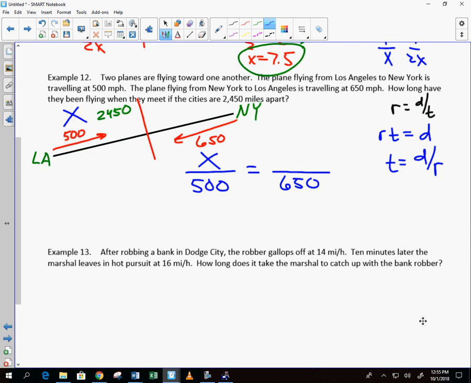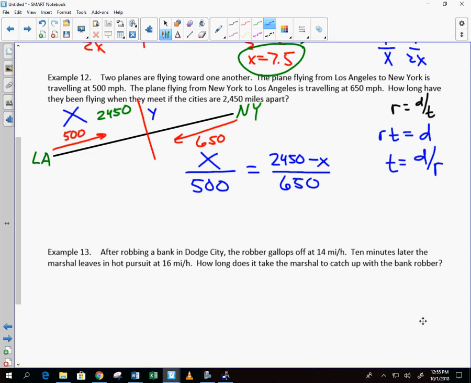A lot of times people put y. That's fine, but that's not going to help me. We need to get rid of a variable. We want just one variable. We need something in terms of x. Oh, there she goes. Look at her go. She says that whatever y was, you would subtract it from 2,450 to get x. You see that? Does that make sense?